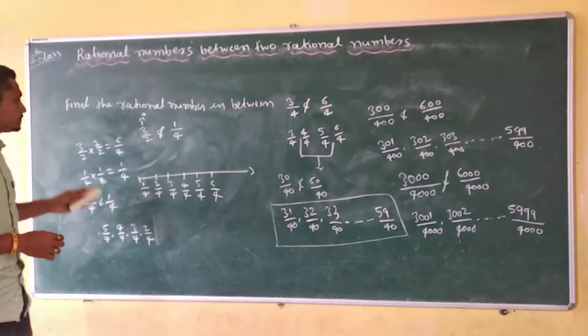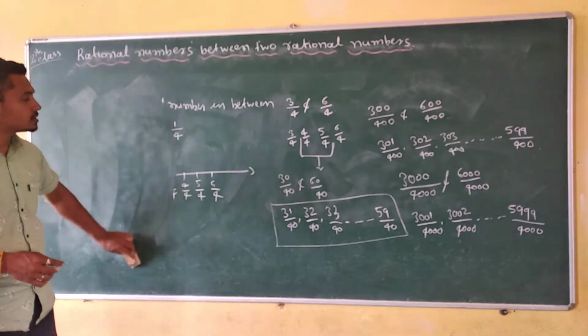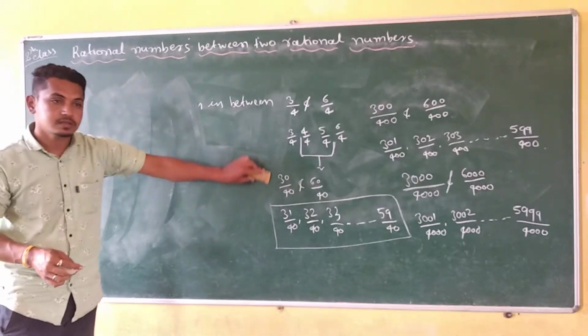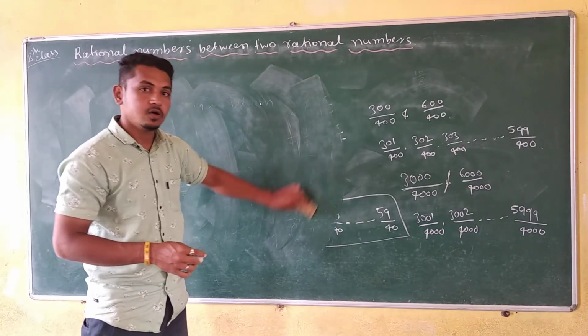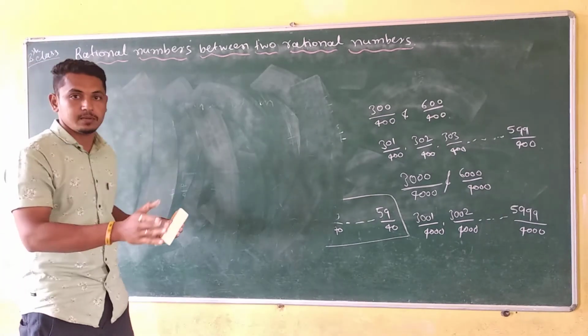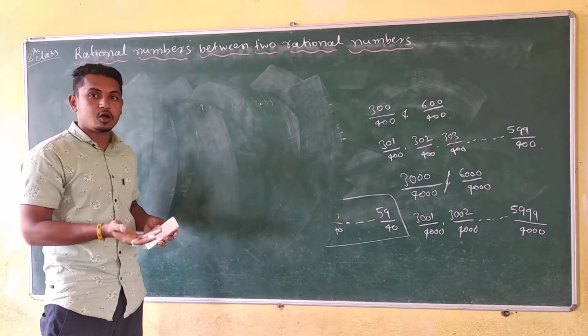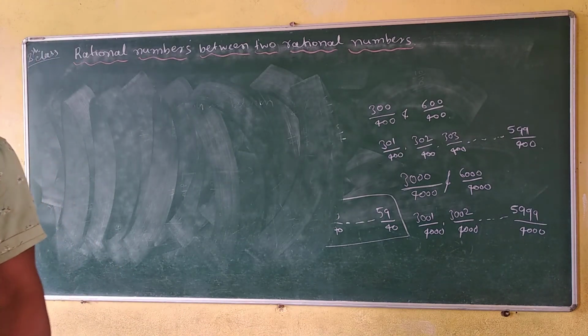Is it right? So I hope you understood how to find the rational numbers between two rational numbers. Now we are going to solve the exercise on that same concept. Which concept? Rational numbers between two rational numbers and the representation of rational numbers on the number line. Okay, so we shall stop here.